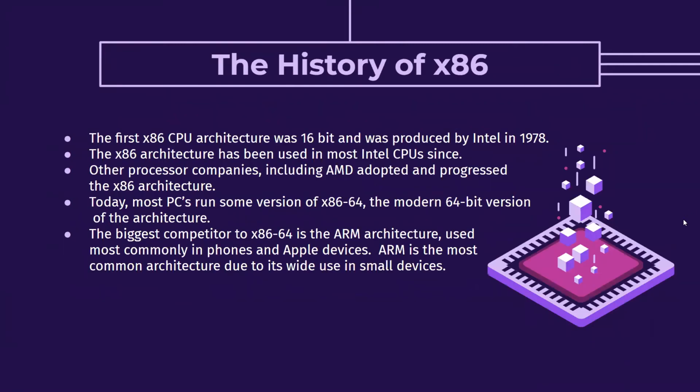So the history of x86, briefly. It first came out with its 16-bit version developed by Intel in 1978. The architecture has been very commonly used since and has been developed on by other companies, including AMD. Today, most PCs run the x86-64 version, which is the 64-bit architecture we know today. The biggest competitor to x86-64 is the ARM architecture, which is most commonly used in phones and Apple devices.